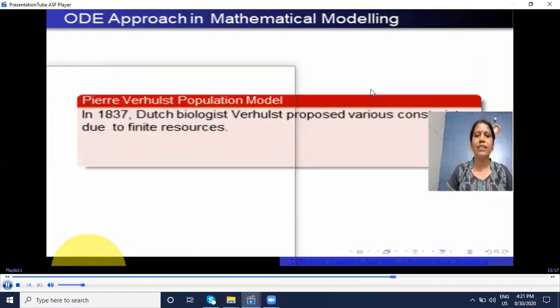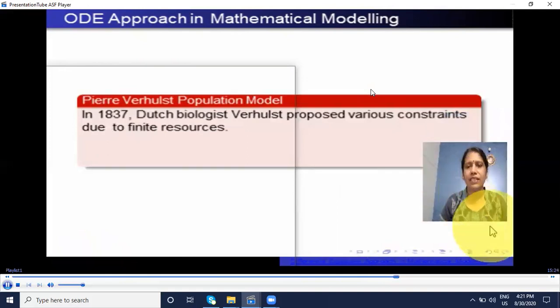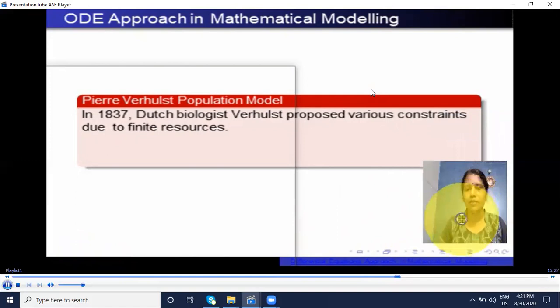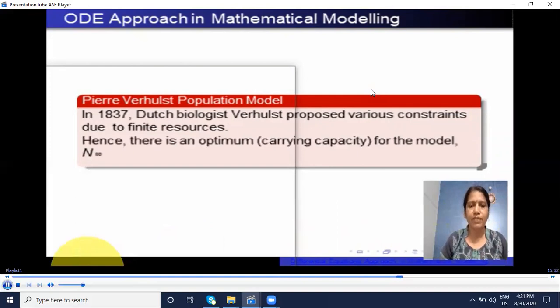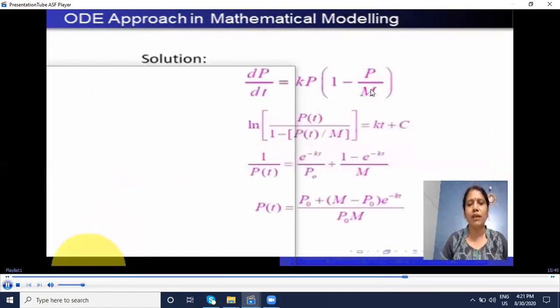So after that, the Dutch biologist Verhulst proposed various constraints due to the finite resources, and he gave a beautiful mathematical model which has many constraints. That is dN by dt is equal to k into 1 minus N of t by N naught into N of t. Okay, so by using this model, we can calculate, that is dP by dt is equal to k into P into 1 minus P by M.